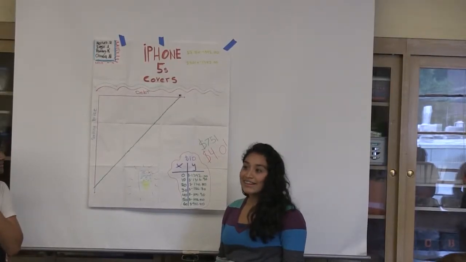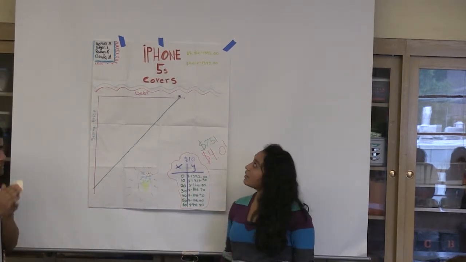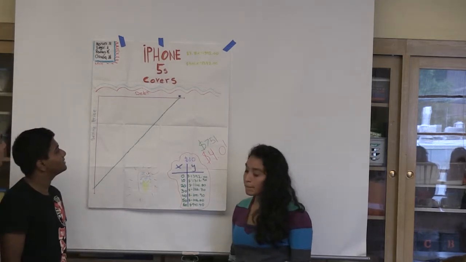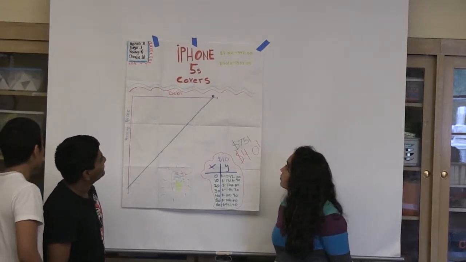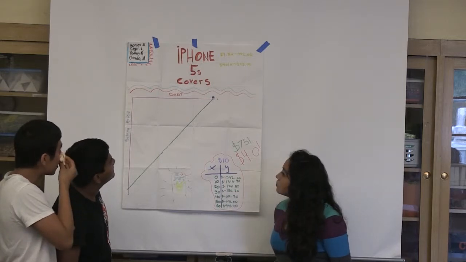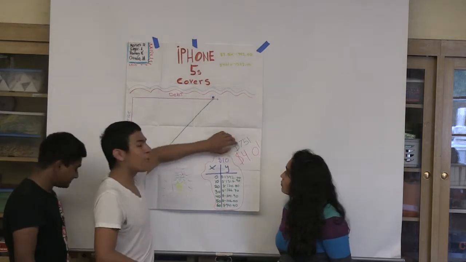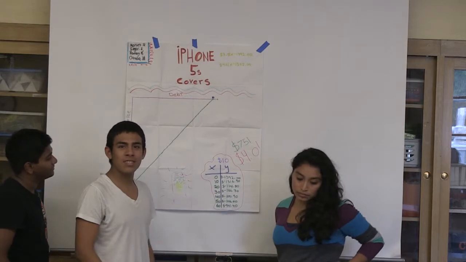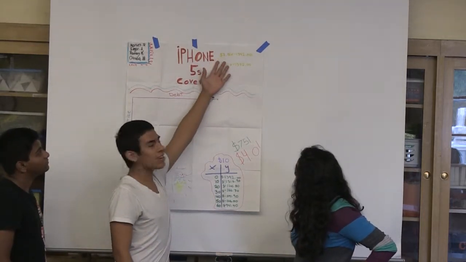You're live. Okay, so hi, this is Moises, this is Ronnie, and I'm Claudia. So this is our poster. We're selling the iPhone 5s covers, and we buy them for $2.49, and we're selling them for $10. So the profit we get for selling them for $10 is $7.51, because you had to minus how much we bought the covers for, and that's our profit equation.